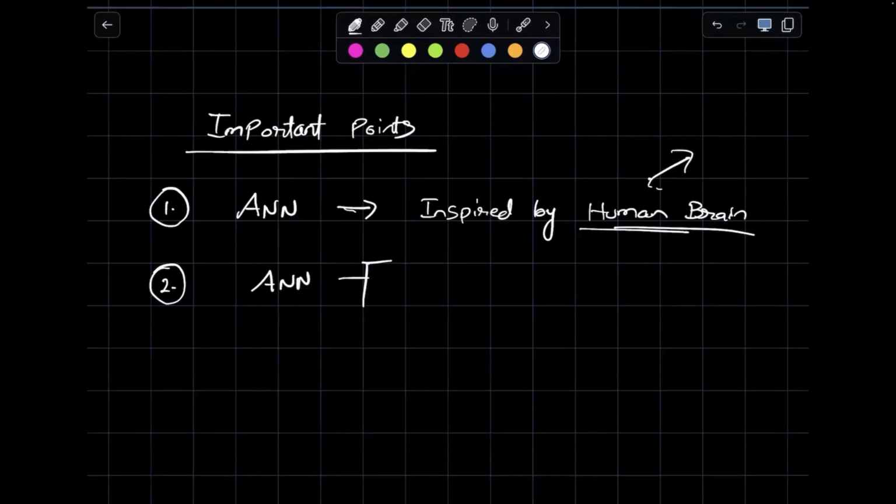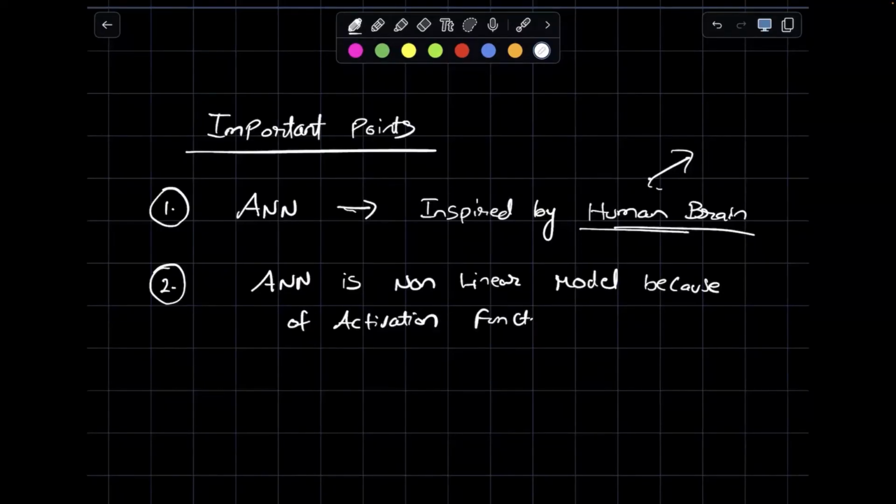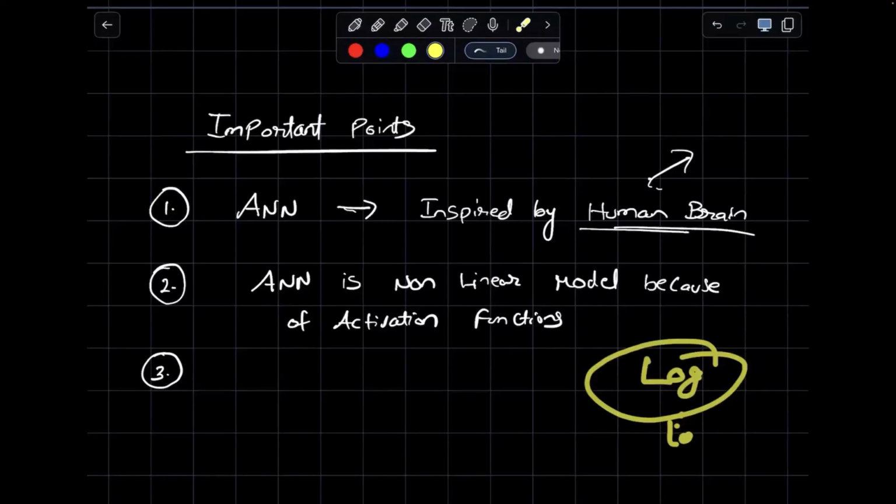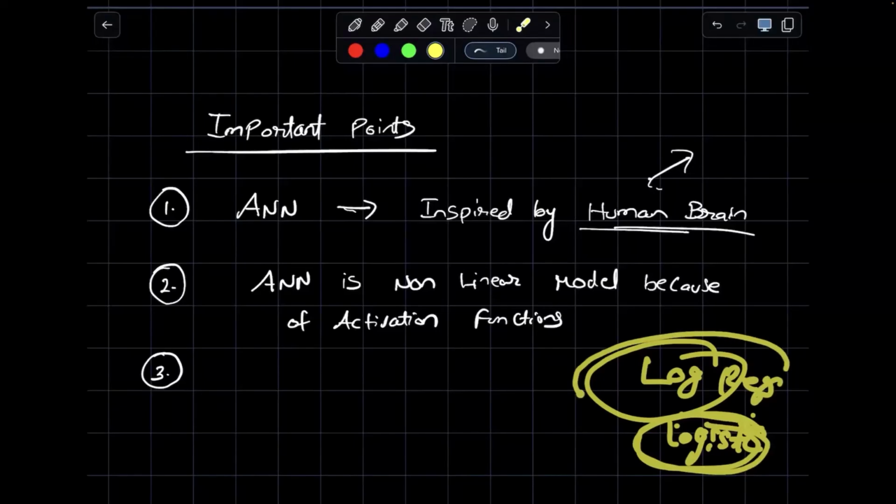ANN is linear without activation functions. ANN is a non-linear model because of activation functions. But don't take anything for granted, guys. When you have an activation function, it will not automatically make anything non-linear or linear. We have seen logistic regression, right? In logistic regression, we are using a logistic function, which is a logistic activation function.